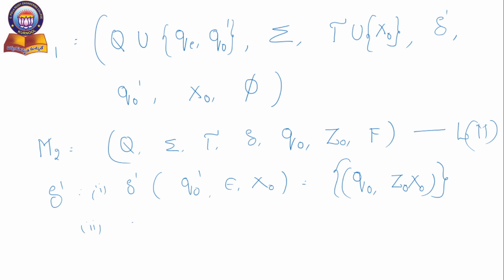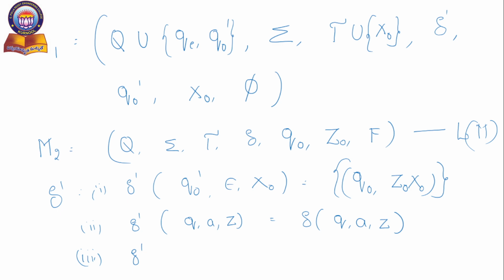Now second rule, delta prime of Q, A, Z is equal to delta of Q, A, Z, for all Q in Q, Z in tau, and A belongs to sigma. That means whatever transitions are happening in the M2 machine, the same transitions will be followed by the M1 machine also. So by following such transitions, finally the M1 will lead to the final state.